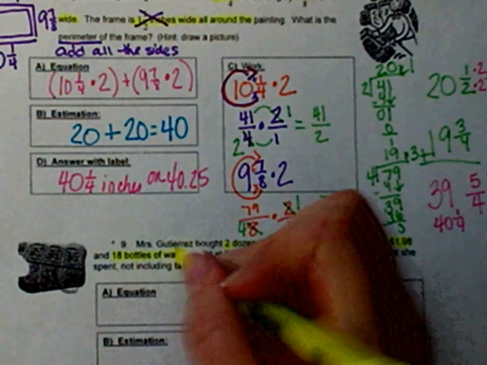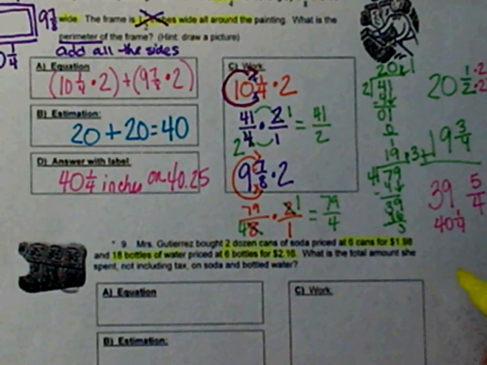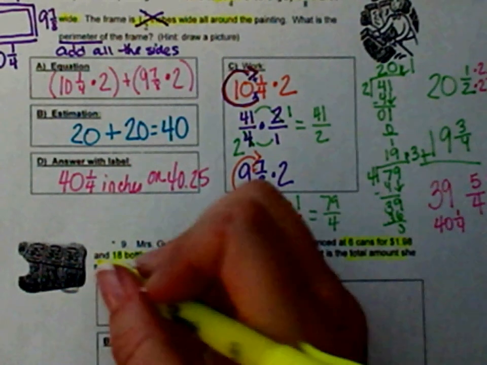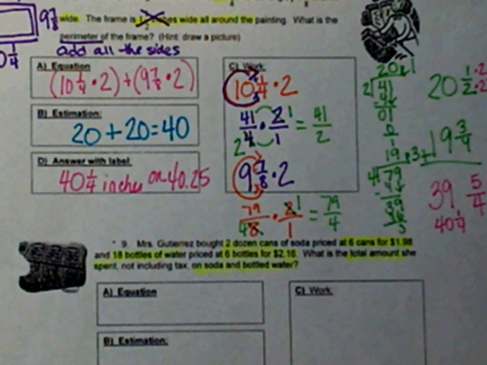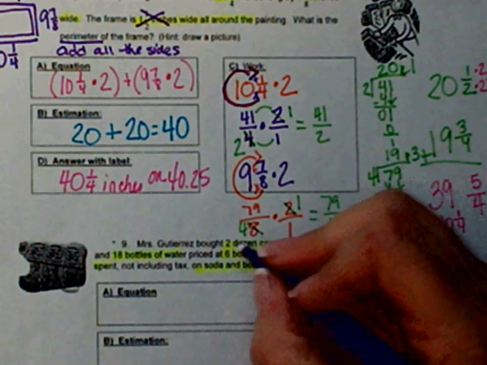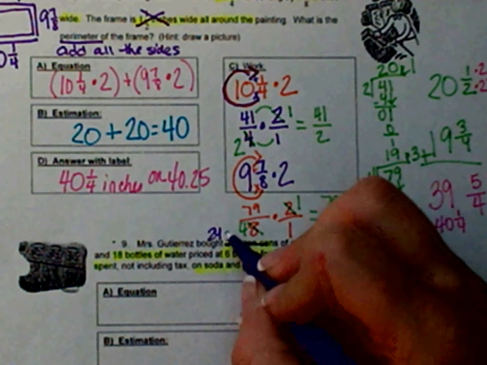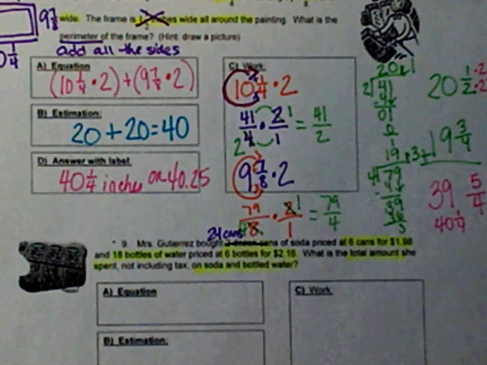Number 9. Mrs. Gutierrez bought 2 dozen cans of soda at 6 cans for $1.98 and 18 bottles of water priced 6 bottles for $2.16. What's the total amount she spent, not including tax, on soda and bottled water? So again, we have 2 dozen cans. They're priced at 6 cans for $1.98. 18 bottles of water priced at 6 bottles for $2.16. We're looking for the total amount spent on soda and bottled water.